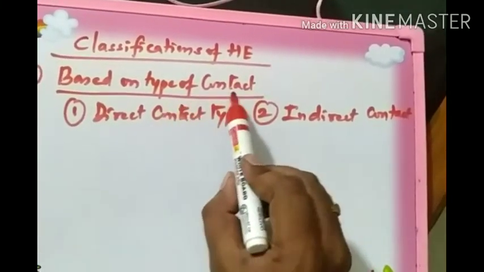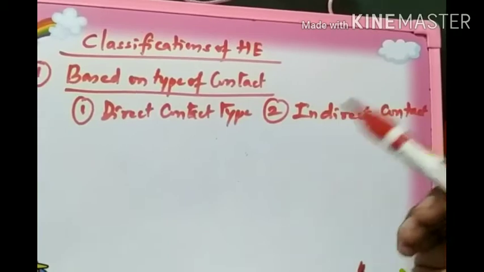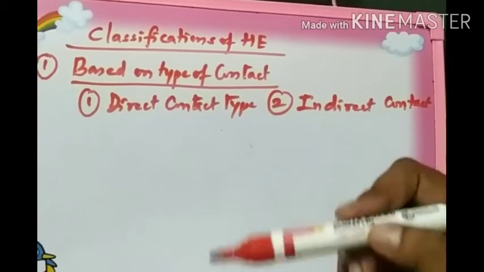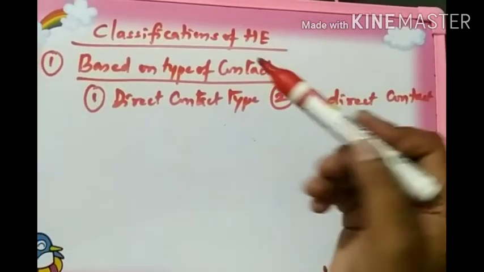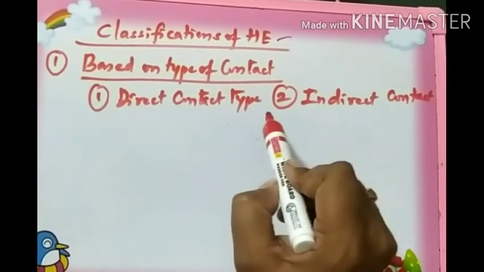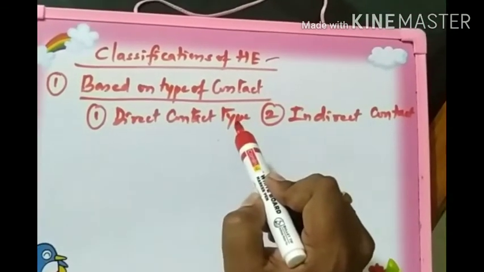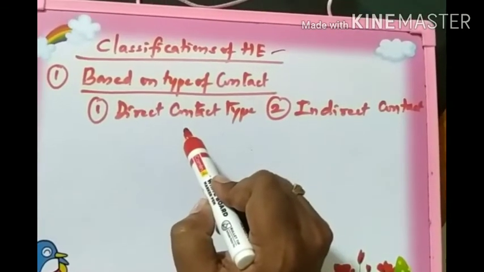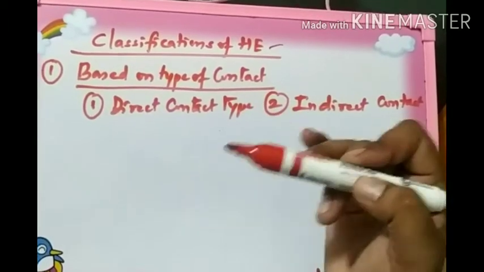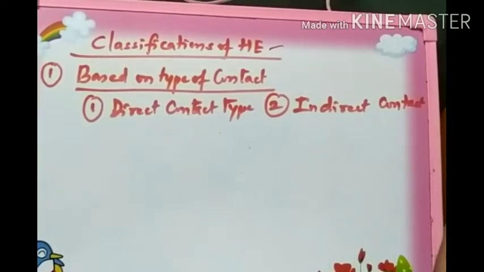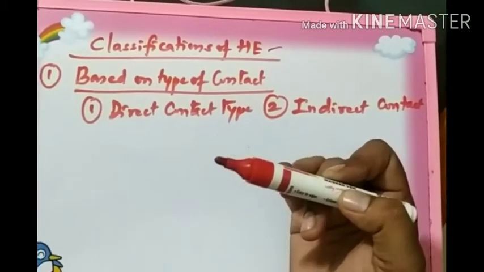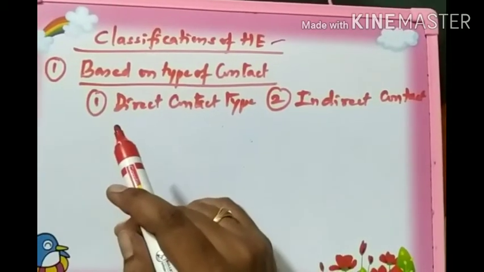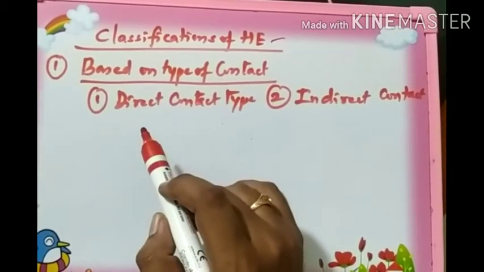Based on how they exchange the energy, whether by direct contact with each other or by indirect contact, we can classify heat exchangers as direct contact type and indirect contact type. When I say direct contact type of heat exchanger, the two fluids which exchange the heat get directly mixed with each other in a chamber or in a container, such that they exchange the energy. So they are called direct contact type heat exchangers.